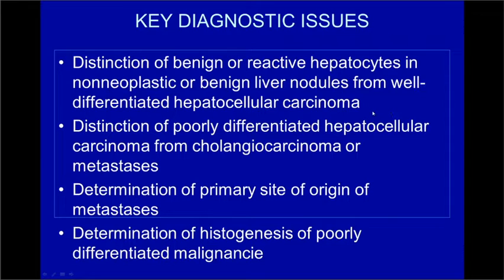And there's a number of key diagnostic issues with which we're faced when evaluating a liver aspirate. The first and foremost is distinction of benign or reactive hepatocytes and non-neoplastic liver or benign liver nodules or neoplasms from well-differentiated hepatocellular carcinoma. The other challenge is when we're presented with a poorly differentiated neoplasm and we need to differentiate poorly differentiated hepatocellular carcinoma from cholangiocarcinoma or metastatic disease. When faced with metastases, the other challenge is determination of primary site of origin of metastases. And lastly, another key problem, which I'm really not going to focus on today, is determination of histogenesis of poorly differentiated malignancies.